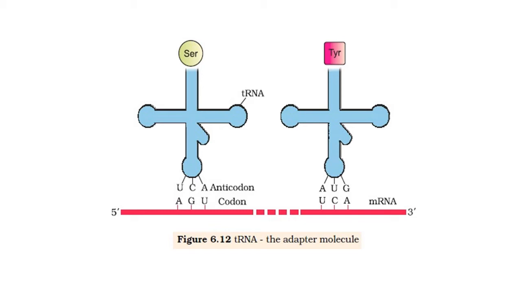In this figure you can clearly see the codon and anticodon, with a chain that is 5' to 3'. Here the example is taken of the amino acids serine and tyrosine. There are no tRNAs for stop codons.